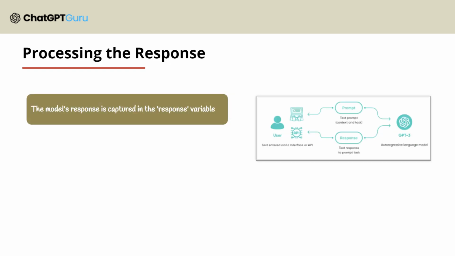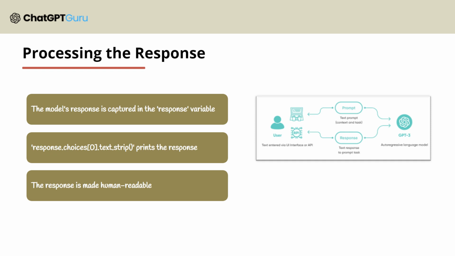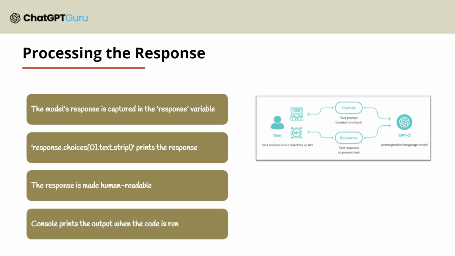After the model generates the text, the response is captured in the response variable. To make it readable, we use response.choices[0].text.strip(), which parses and prints the response. So, when you run this code, the model's response is conveniently printed to the console.